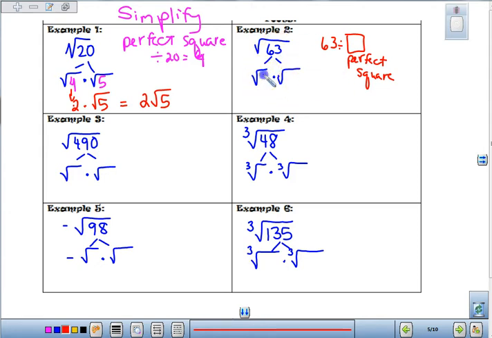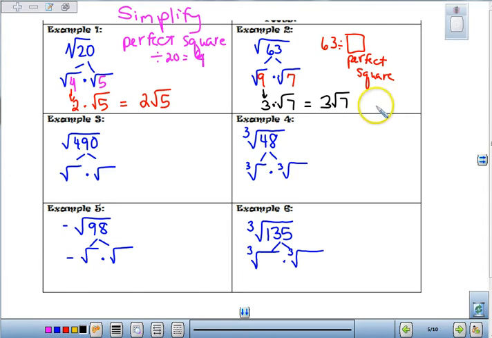63, the perfect square is 9, and 9 times 7 gives us 63. When we look at 9 times 7, the square root of 9 is 3. 7, can't find the square root of that, so we're going to have times square root 7, and our final answer would be 3 square root 7.